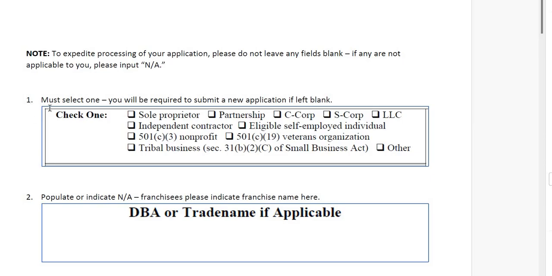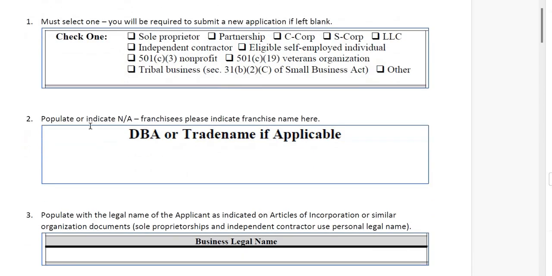Number one, box one says must check one. You will be required to submit a new application if left blank. So simply, we are going to instruct you to check off the box that matches with the type of company that you have. Number two, populate or indicate not applicable. Franchisees, please indicate franchise name here. So in box number two, where it says DBA or trade name, it tells you to indicate the name.